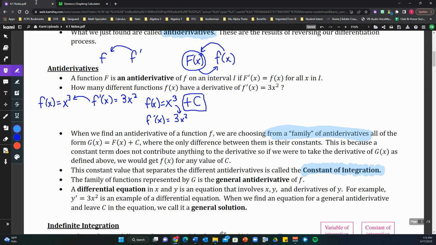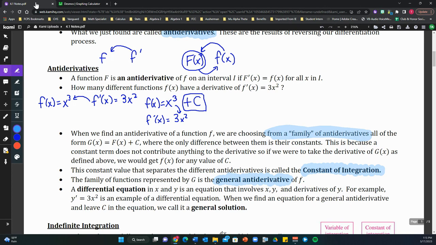So the family of functions represented by G is referred to as the general antiderivative. We say general because we're not picking out a specific value of c. When we use just a placeholder, that variable c, it represents all of the different possible values. So it really is representing the entire family of antiderivatives.